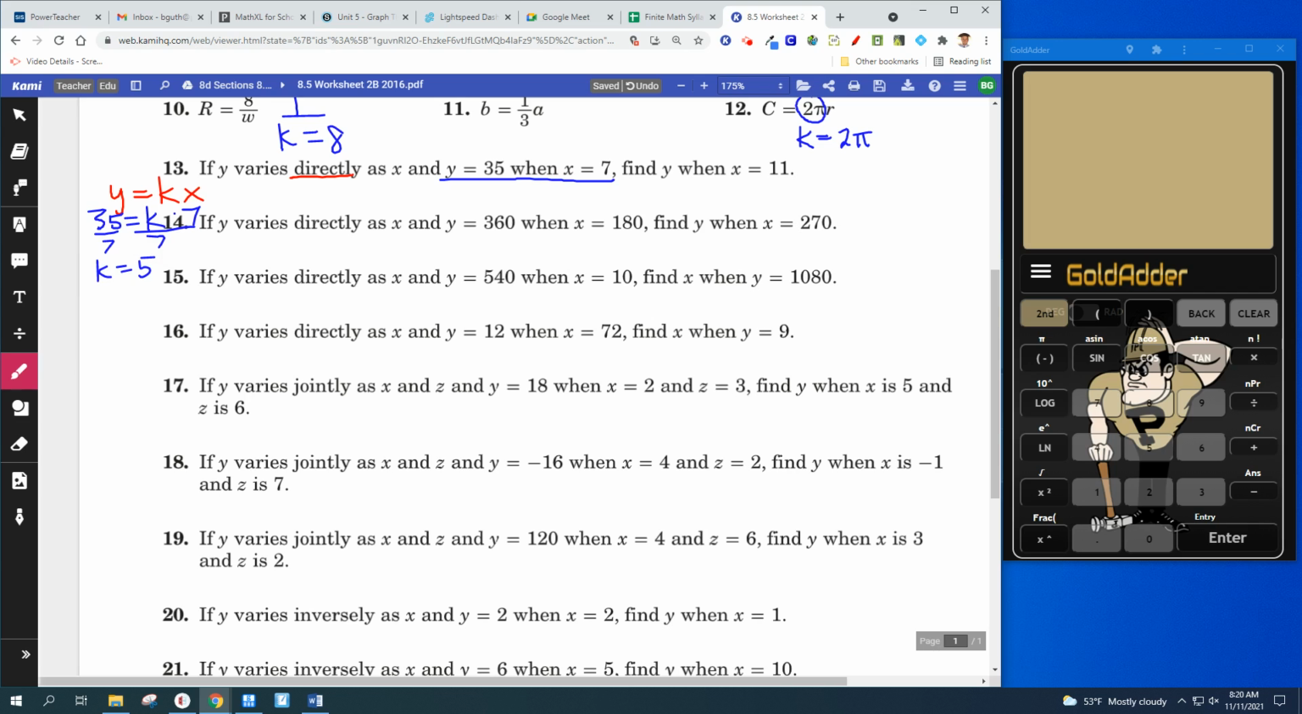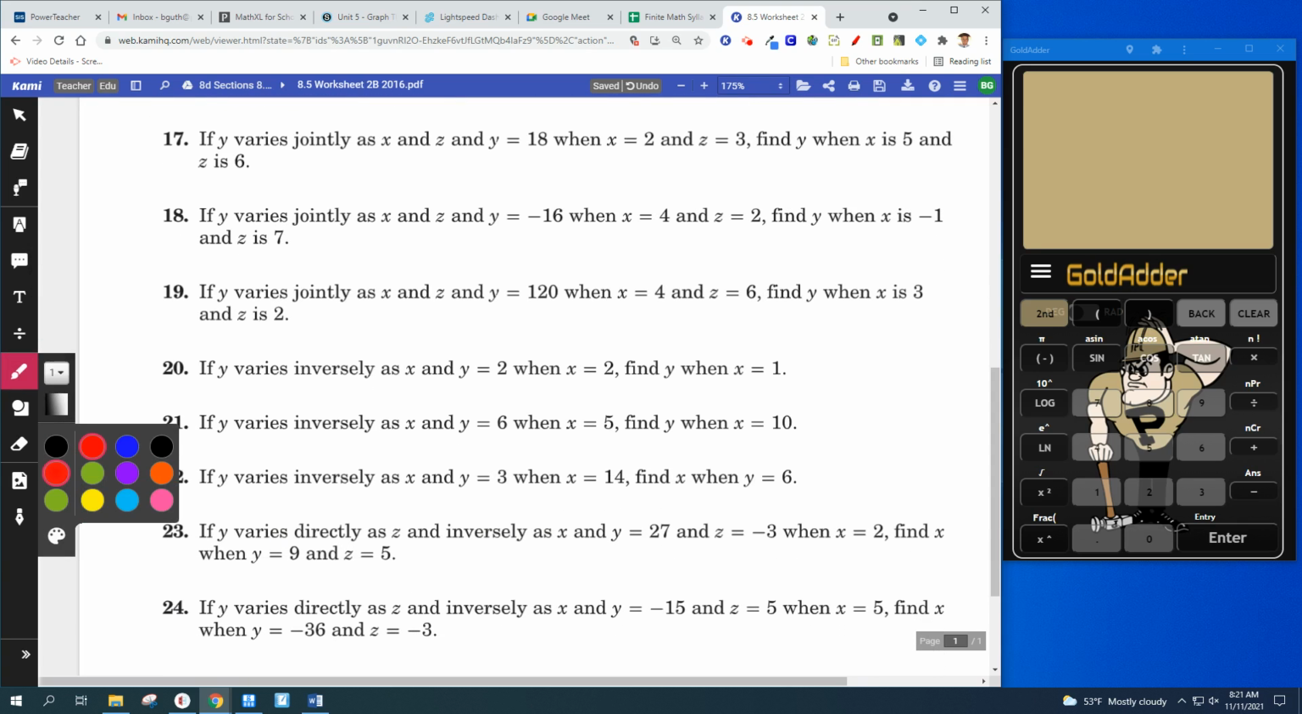So then step 3, we're going to write the formula again, but this time we're going to include the K value. So instead of y equals kx, we're going to say y equals 5x. Now, I forgot step 4. There is a step 4 here because that's the formula that we want. But now the last part says find y when x equals 11. So all we have to do is say 5 times 11 is 55. That's your answer. All these problems work pretty much the same way. Write the formula, plug in numbers to find k, write the formula with k, and then do what they say. All right, so let's look at number 17.